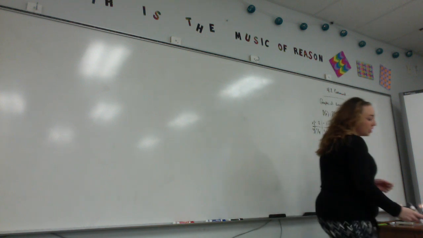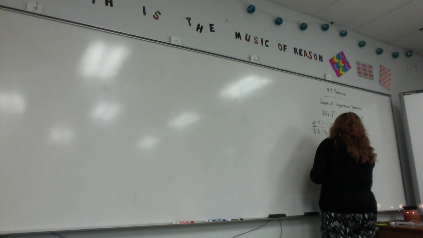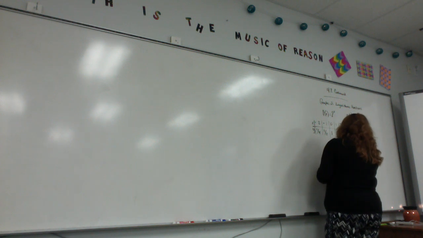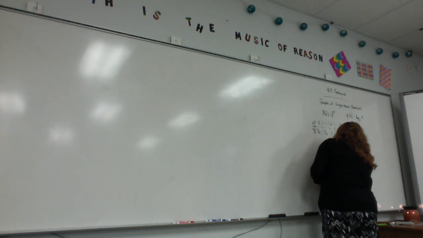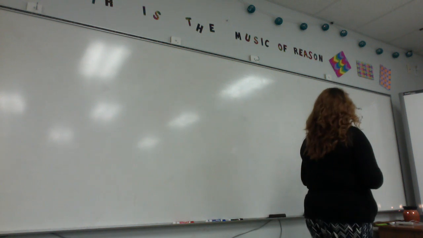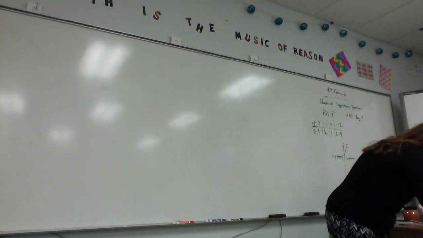Okay, so I just make a chart, and then from there I'm going to graph. So if I go to graph this, I would have -2 and a 4th. I would have -1 and a half. I would have 0, 1, 1, 2, and 2, 4. So my graph looks like this. Okay, my exponential function.